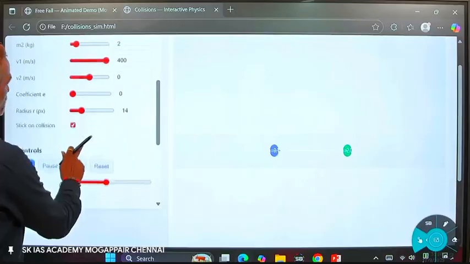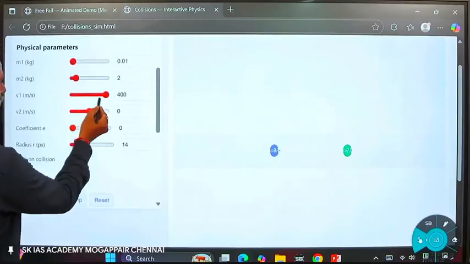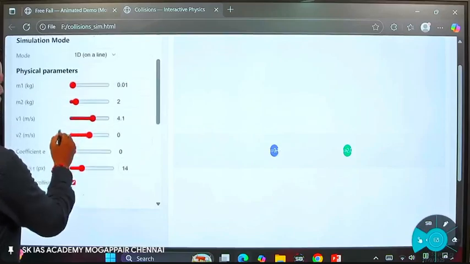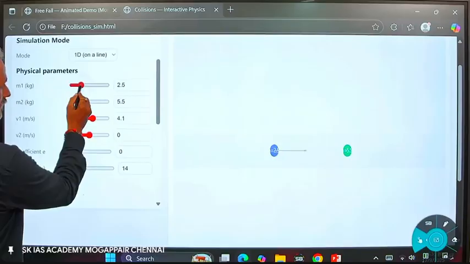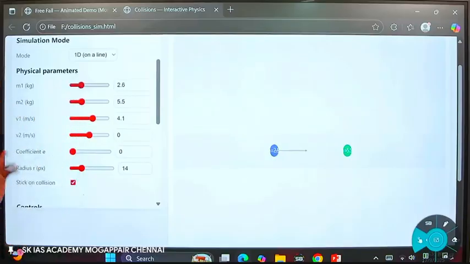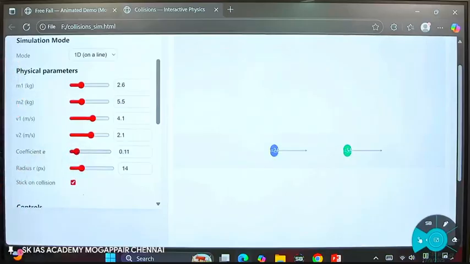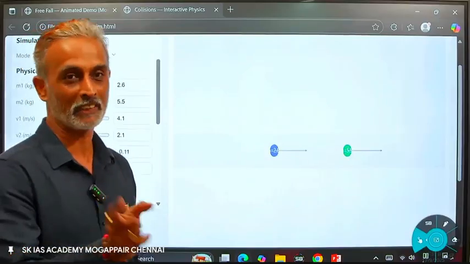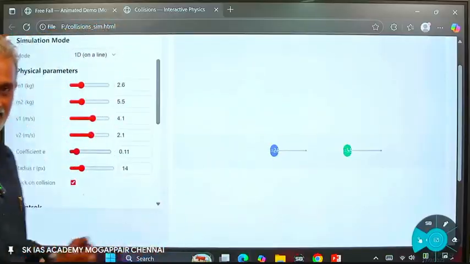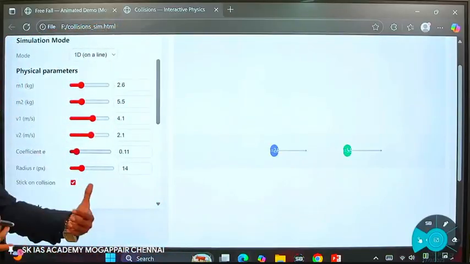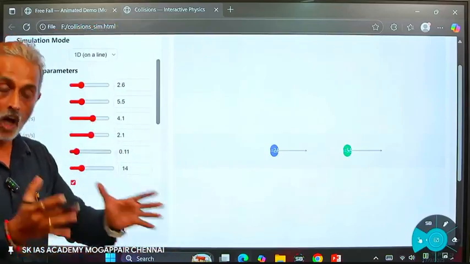I increase the mass. Here the velocity V1 is so high. I increase the M1 value, I increase the M2 value, I increase V1, I increase V2 also. Correct? Now coefficient of restitution I give 1, 0.11. Now I will tell why I am doing the same thing. Because the question is not giving a fixed value, so I am going to interchange. Okay? Because when you interchange, then you really see how it will behave.